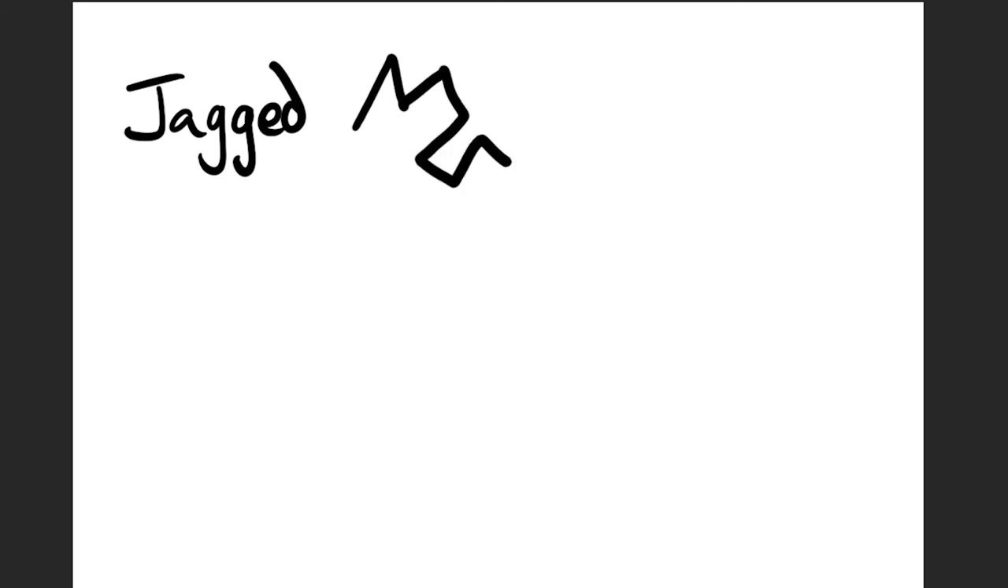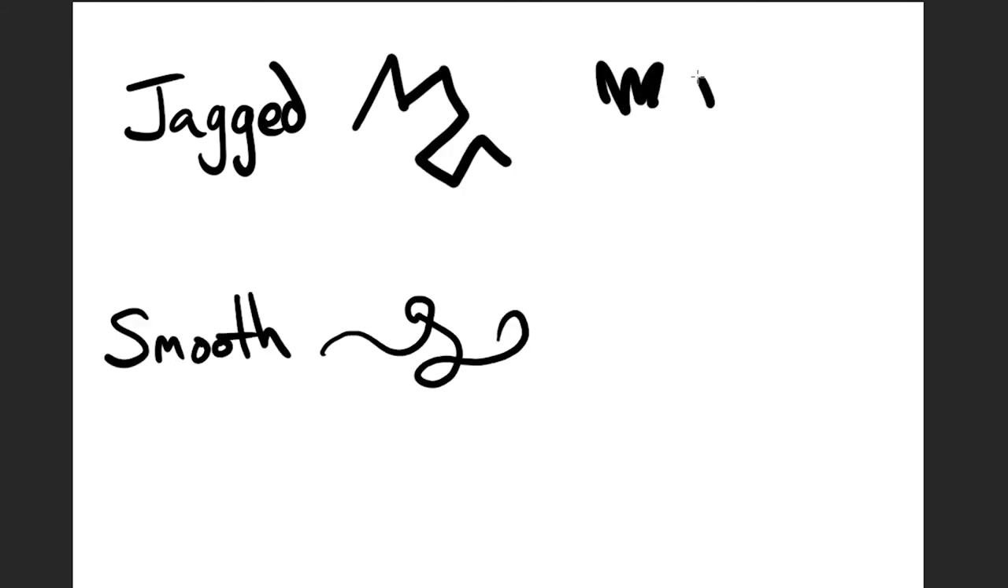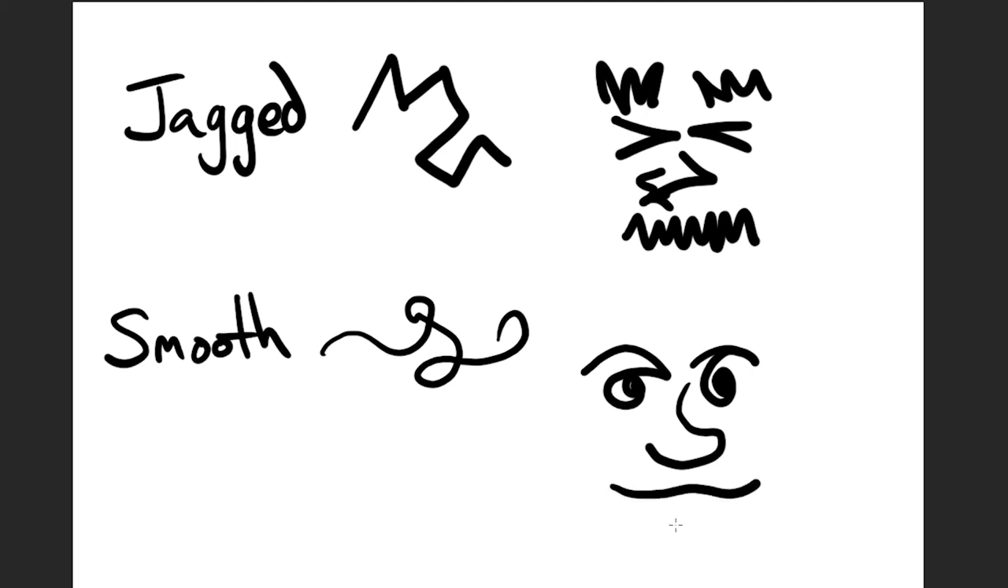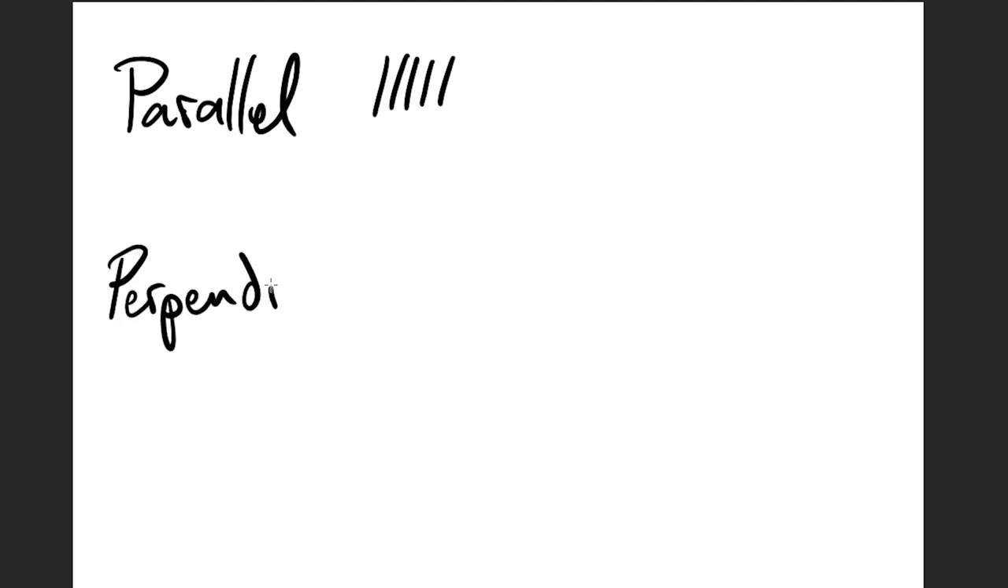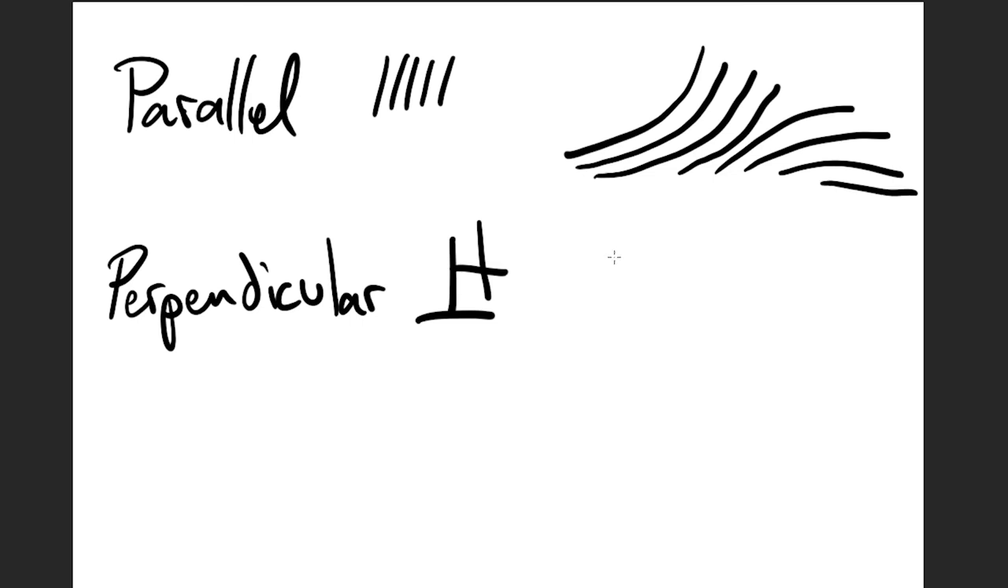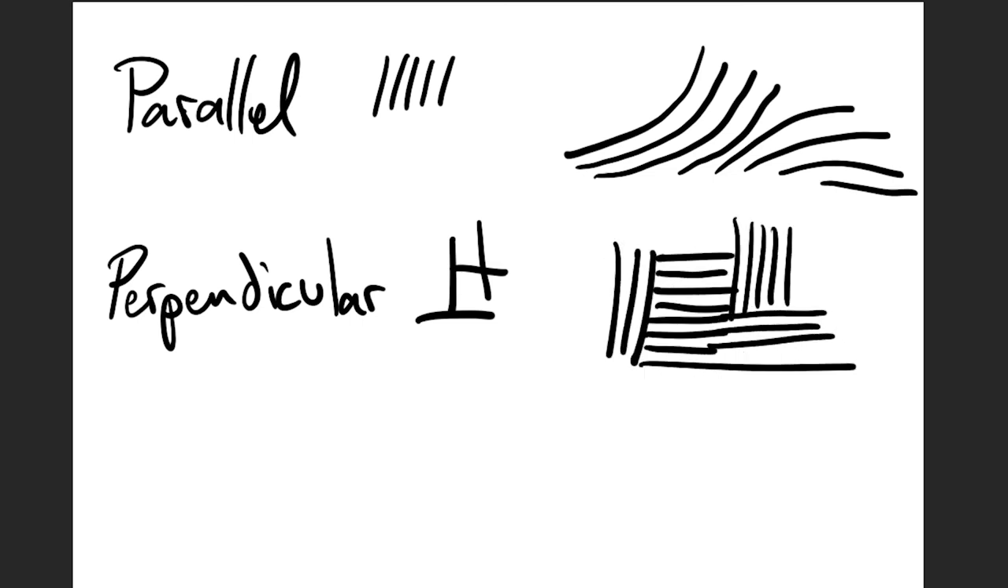There are jagged lines and there are smooth lines. Jagged lines create the impression of fear or anxiety or anger. Smooth lines, though, flow. They create a very calm and peaceful or even elegant effect. There are parallel lines that go beside each other, and there are perpendicular lines that meet each other. Parallel lines create a rhythm or a unity in a work, whereas perpendicular lines create clear divisions in a work.